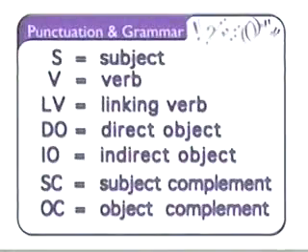Here's a symbol key. S means subject, V means verb, LV means linking verb, DO means direct object, IO means indirect object, SC means subject complement, and OC means object complement.